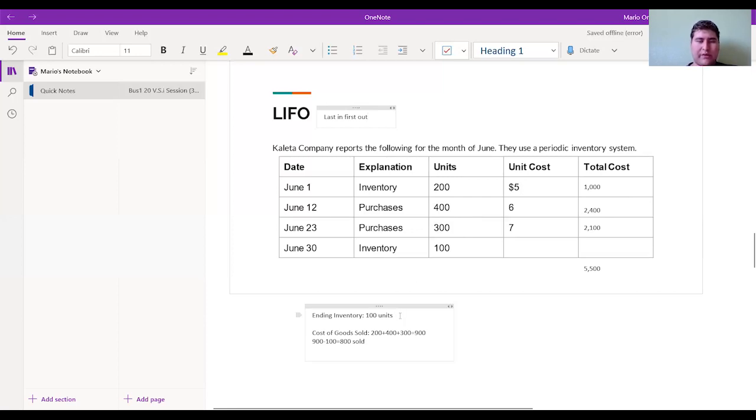So let's start with our ending inventory. If we have ending inventory of 100 units, what's the easiest way we can find the cost of ending inventory using LIFO and the information given here? What am I going to want to multiply that 100 by to get our cost? Which cost am I going to be using?